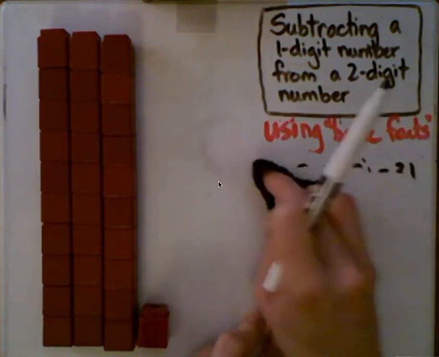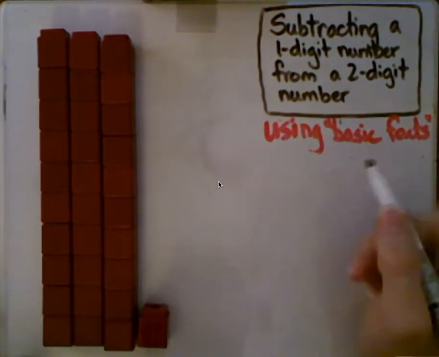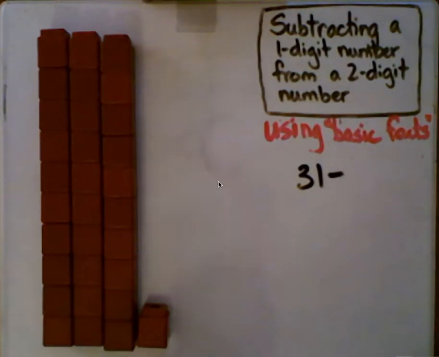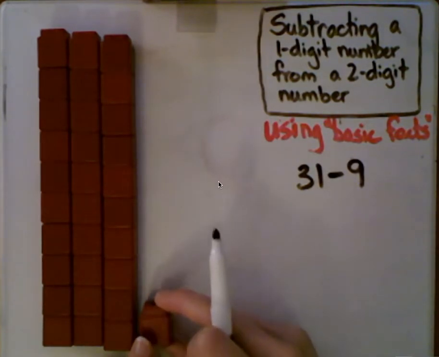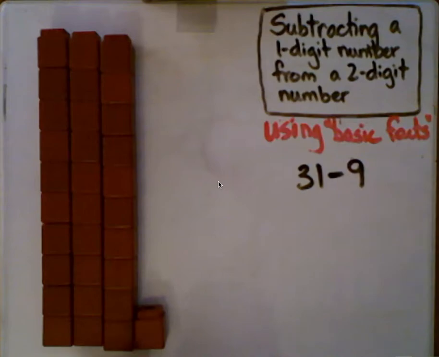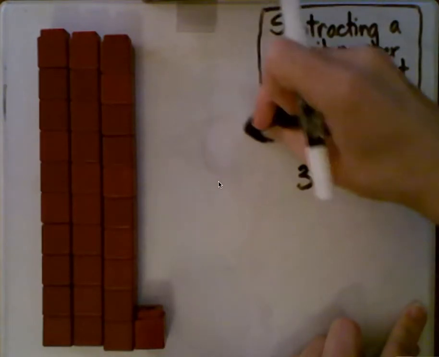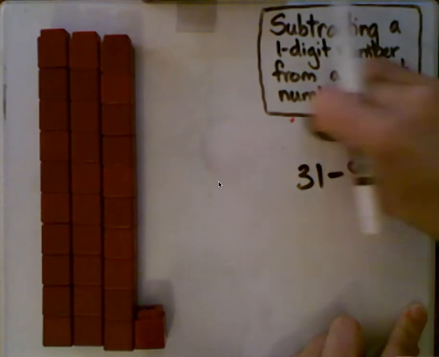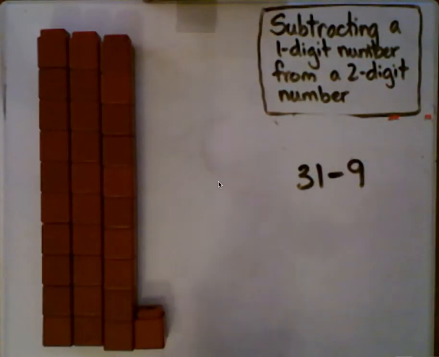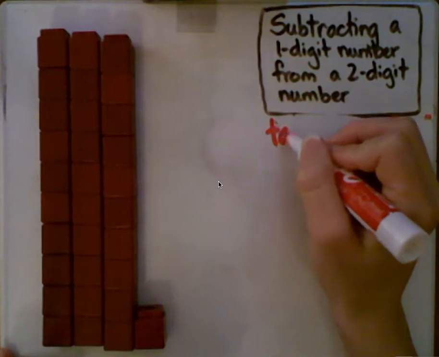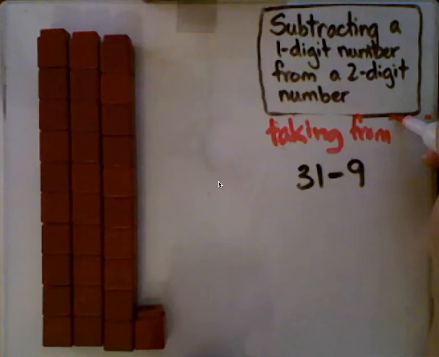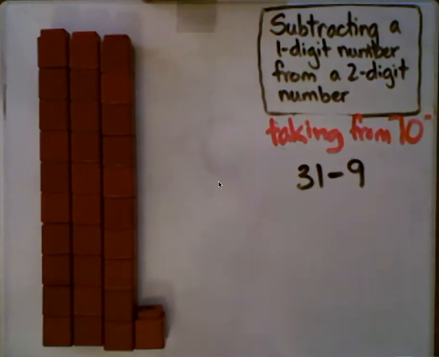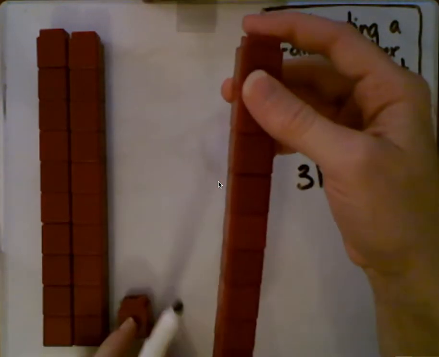Now let's say we have 31, and we want to take away 9. We don't have enough ones to just take our 9 ones from this 1. And this is where using the making 10 strategy, or taking from 10 in this case, really makes a difference. Students will naturally, if they have the linking cubes, see that they can take 9 from a 10 really easily.